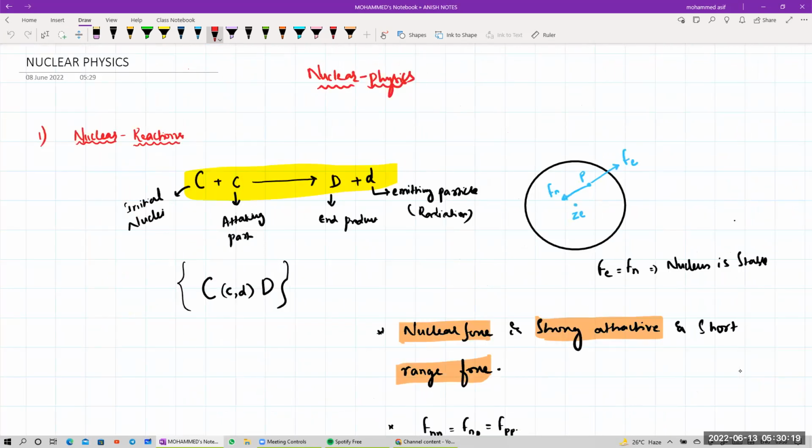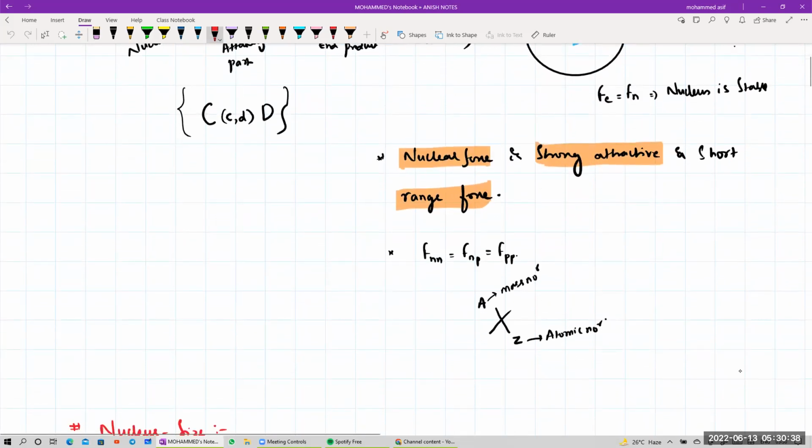Nuclear reactions, I told you how to write a nuclear reaction better. Initial nucleus plus attacking particle will always give an end product and also an emitting particle. Force between electrostatic force and nuclear force, if they are the same, then the nucleus will be stable. Nuclear force is a strong attractive force and very short in range. What are the nuclear forces? Force between neutron and neutron, neutron and proton, and proton and proton are known as nuclear forces.